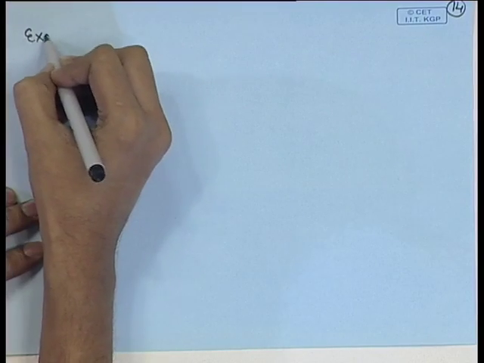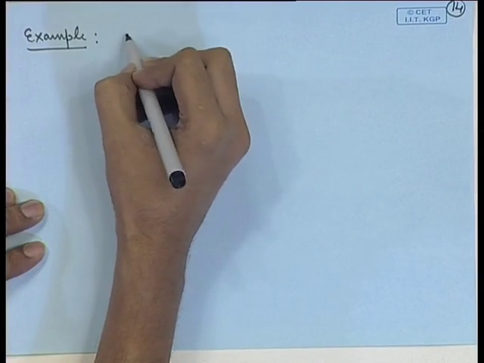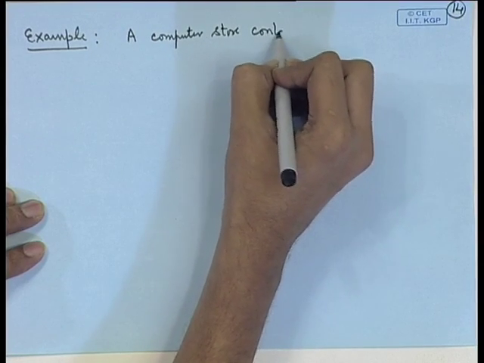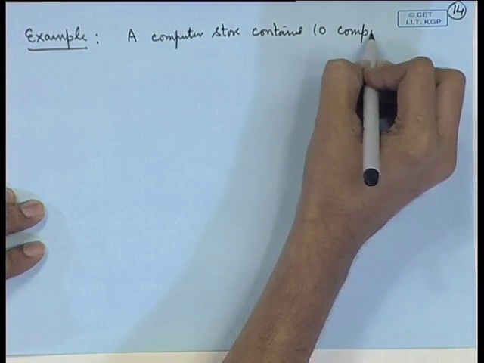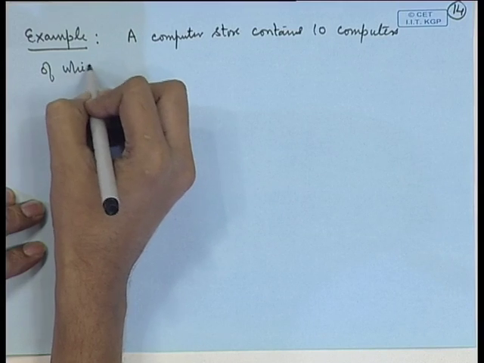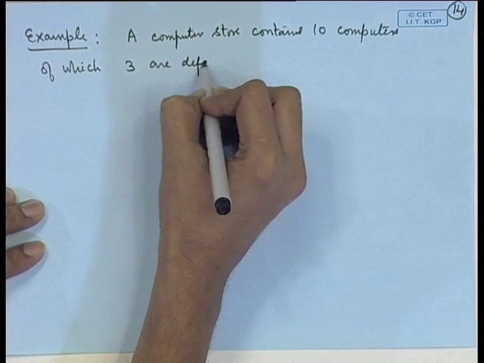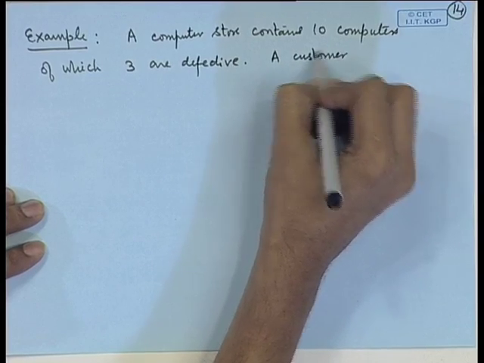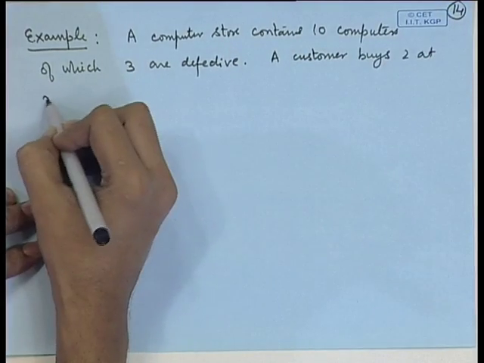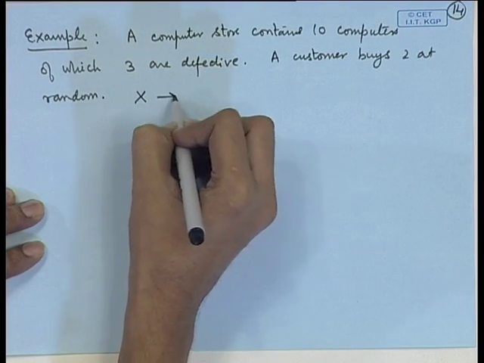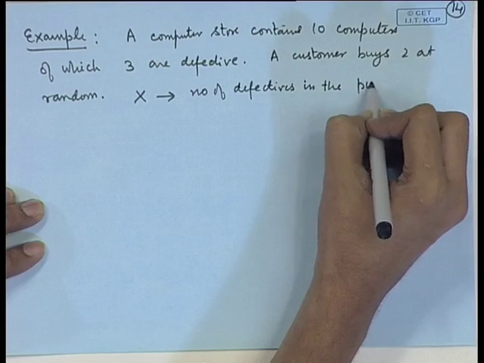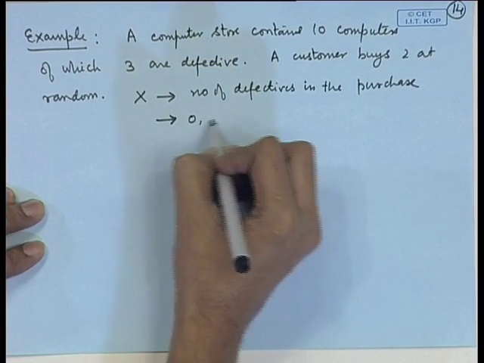Let us take one example. A computer store contains 10 computers, of which say 3 are defective. A customer buys 2 at random. Let X denote the number of defectives in the purchase. Then the possible values of X can be 0, 1, 2.